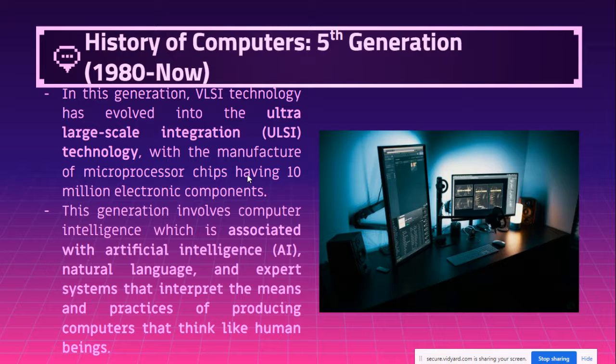So in this generation, VLSI technology has evolved into the ultra large scale integration or ULSI technology with the manufacture of microprocessor chips having 10 million electronic components. So because of this, this generation as well involves computer intelligence, which is associated with artificial intelligence or AI, natural language, and expert systems that interpret the means and practices of producing computers that think like human beings.